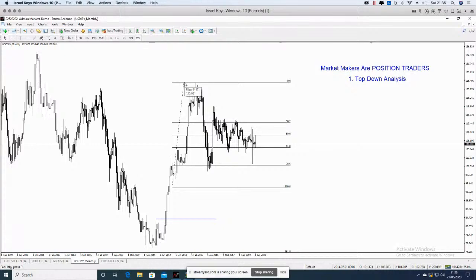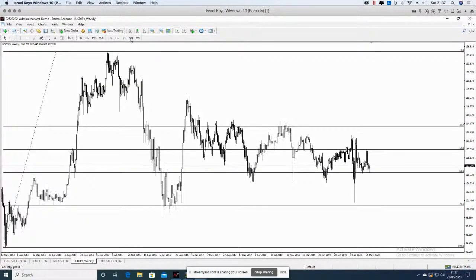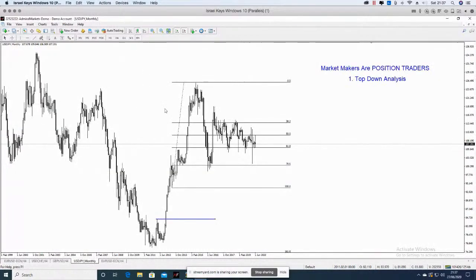But because you are looking at the same time frame as a market maker is looking at, you're likely to make the same decisions they're making. They're making their short-term decisions based off the daily, their medium-term decisions based off the weekly, and their long-term decisions based off the monthly.